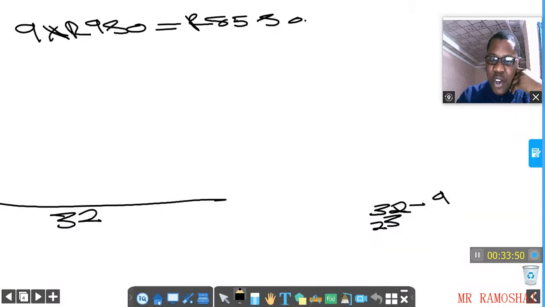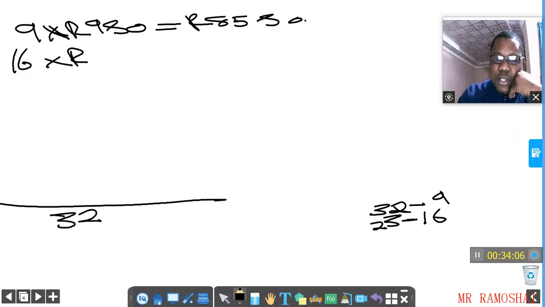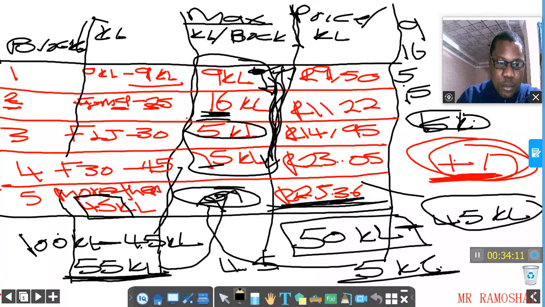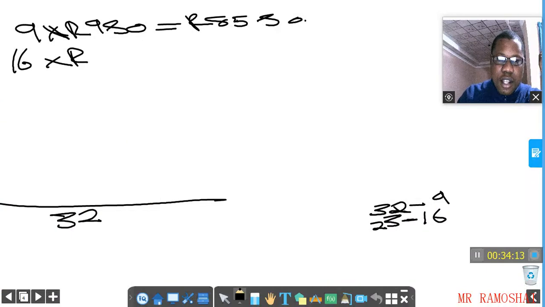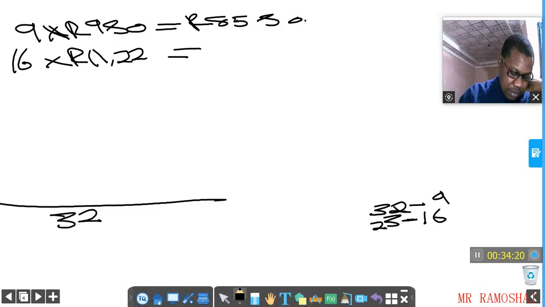So now we check. We are left with 23 kiloliters. Is 16 kiloliters fitting here? The answer is yes, 16 can fit here. That means we have utilized everything in this block. So 16 multiplied by the price, which was 11 rand 22 cent, is equal to 16 multiplied by 11,22.